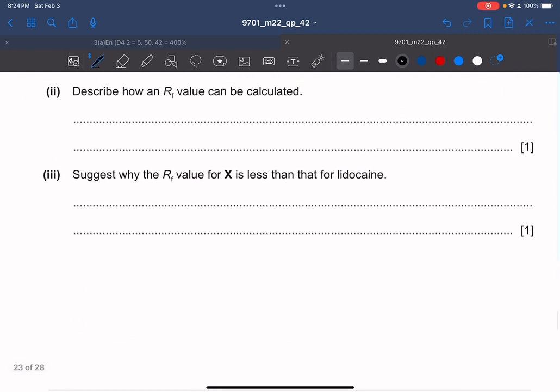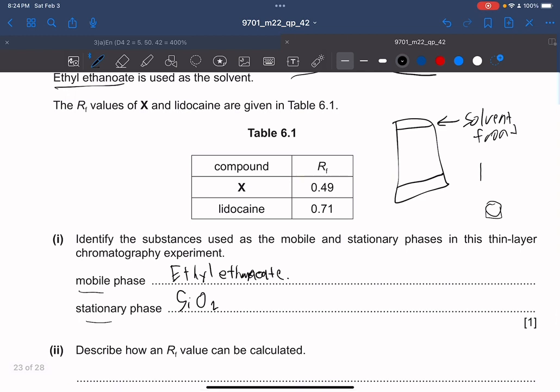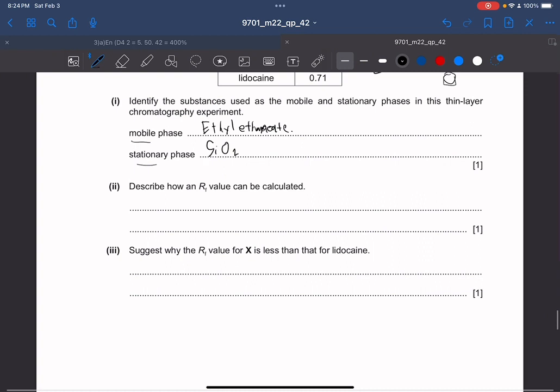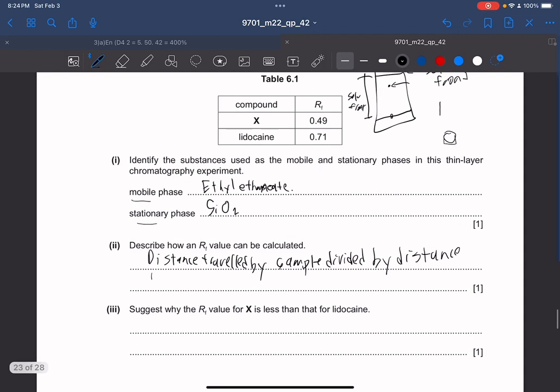Ethyl ethanoate. So describe how Rf can be calculated. Basically, Rf is the distance traveled by our sample divided by the distance traveled by the solvent front. Sorry, I said it the other way around at first. So okay, next question.